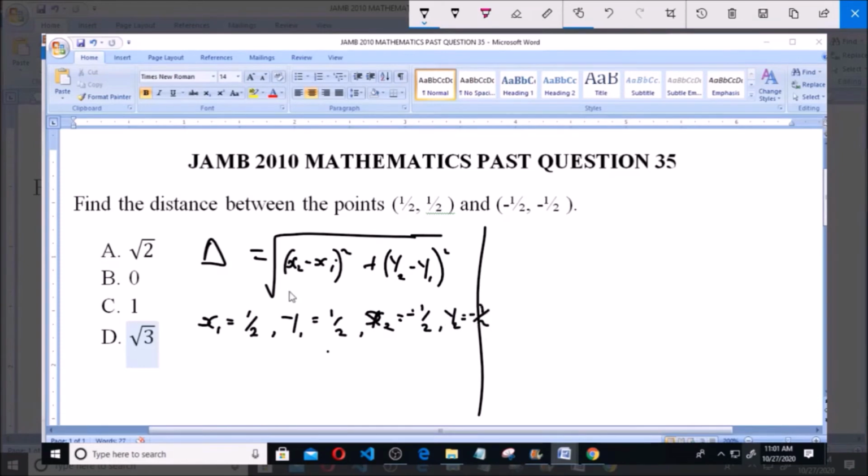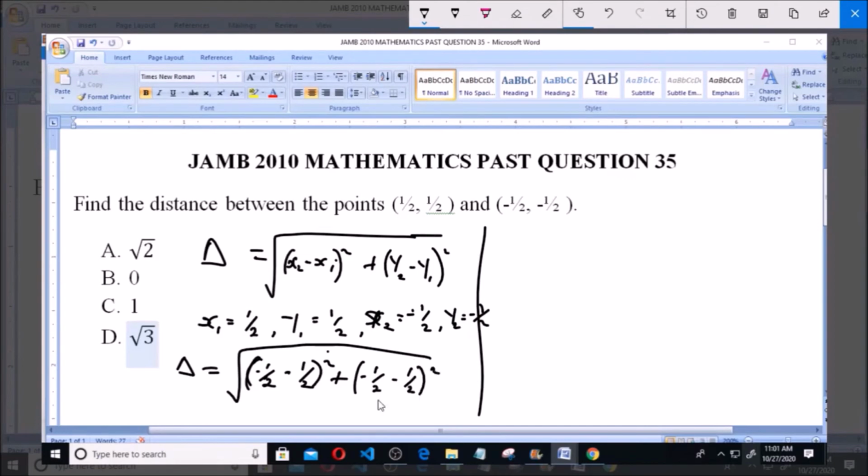Now our D, distance between these points, will be equal to square root of x2 minus x1, that is minus 1 over 2 minus 1 over 2, square, plus y2 minus y1, which is minus 1 over 2 minus 1 over 2, square. Now minus 1 over 2 minus 1 over 2 will give us what?